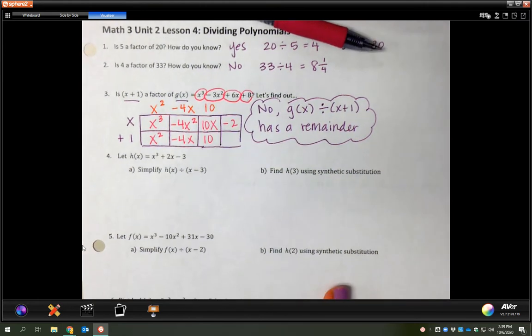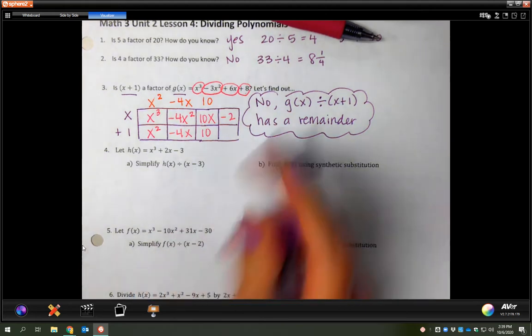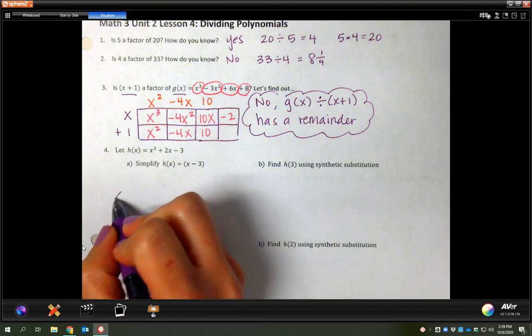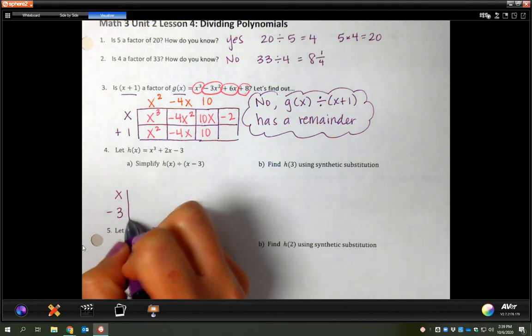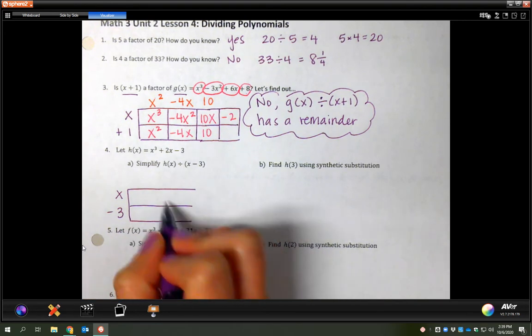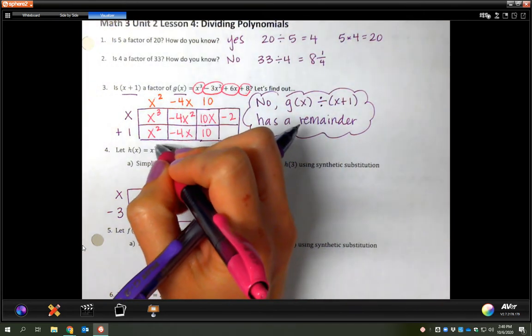Okay, we're going to try number 4. And it's asking us to take h of x and divide by x minus 3. So I'm going to put x minus 3. I'm going to use the area model again. And I'm going to put the first term in h of x in the first box.